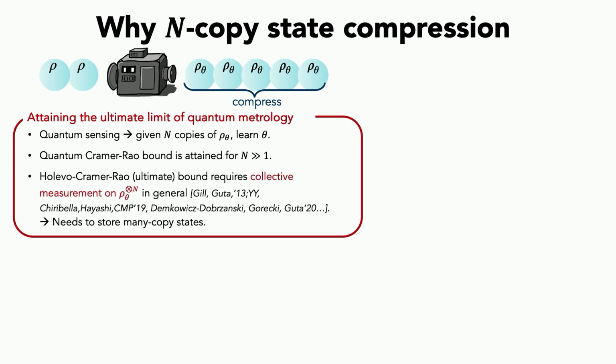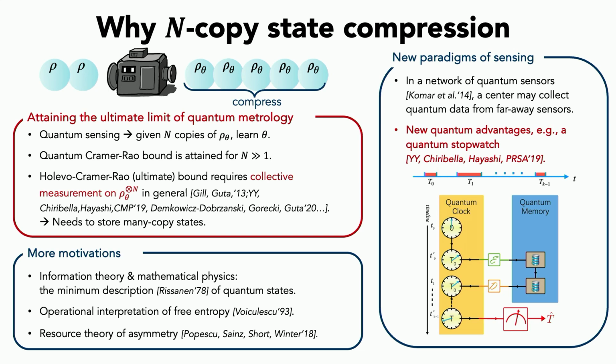And even more, if you want to attain the ultimate limits, the high-level Cramér bounds, it in general requires you to perform some collective measurement on this rho tensor n altogether, so you cannot use individual measurement. So in this case, there's a need to store some generated copies, potentially using compression. And this n-copy state compression even leads to some new paradigms of sensing and learning and metrology beyond that.